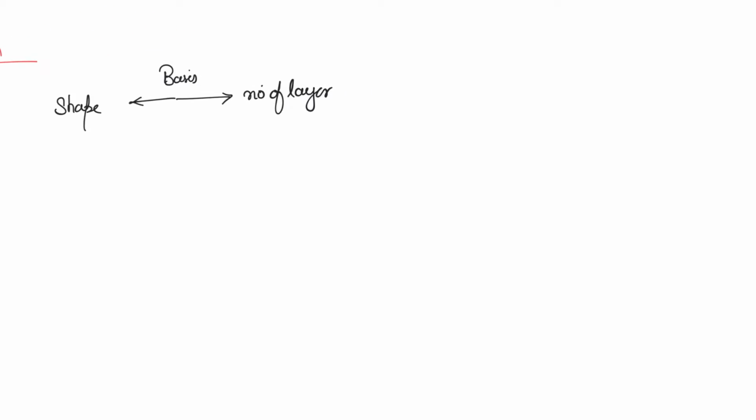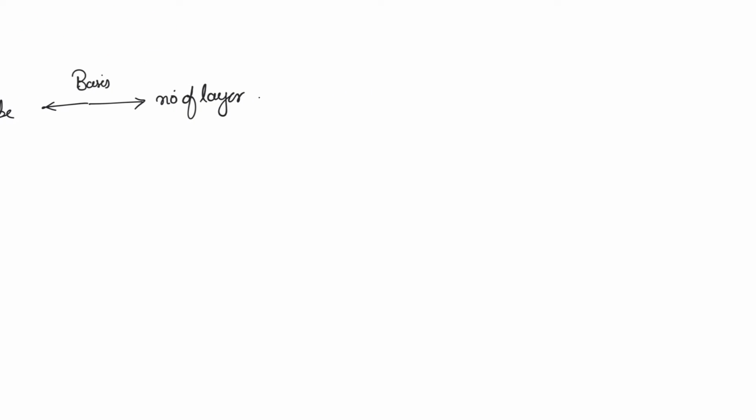Now, classification. We have to classify the epithelial tissues, and the classification happens on two bases. What are the two bases? First, obviously, is going to be shape, and the second is going to be the number of layers. Now, let's go with the number of layers first. Easy.